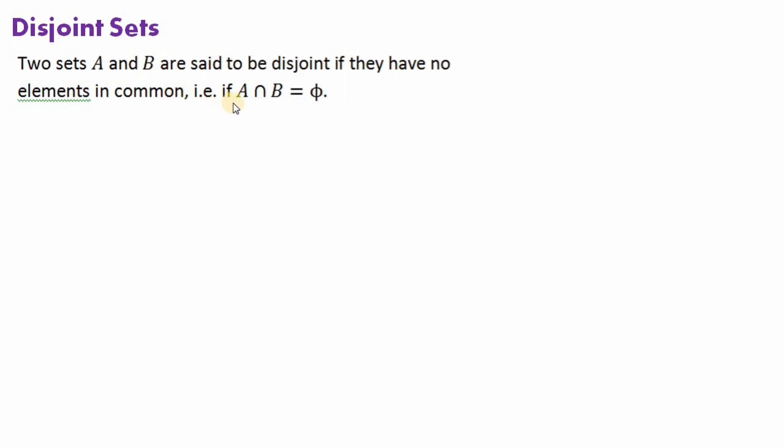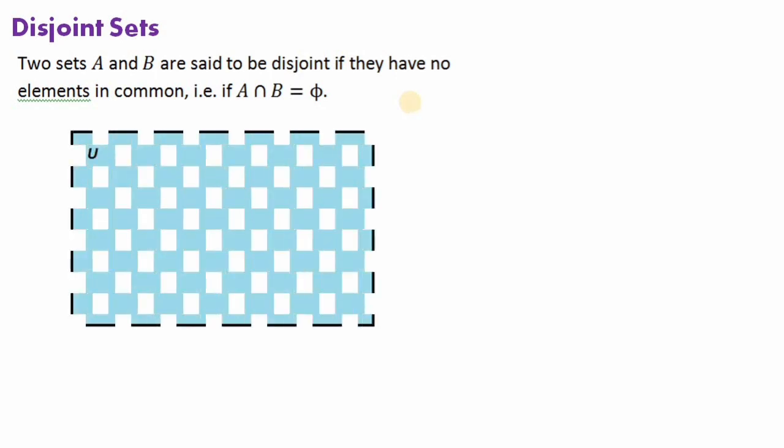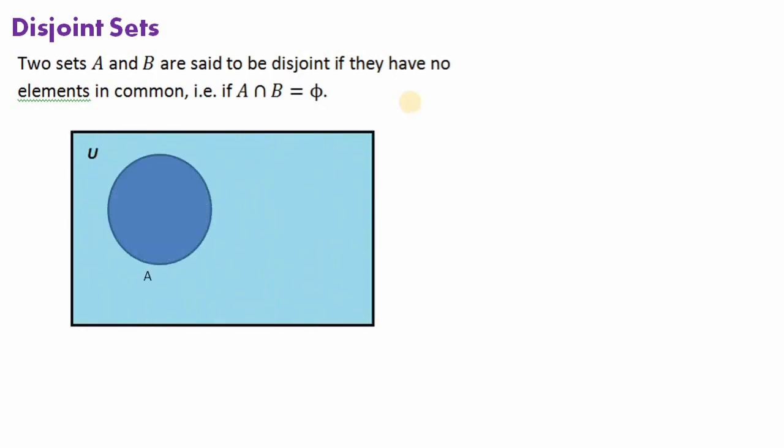Or in other words, I can say that if I take the intersection, we have to note down only the common elements. But since they don't have a common element, I'm writing this to be phi, and phi stands for the empty set. That means there is no element common between A and B. Now let's represent this using a Venn diagram. The universal set is there. I'm drawing set A, I'm drawing set B. Now can you say what is common between A and B here? There's nothing in common, isn't it? So this will be the Venn diagram for two disjoint sets. All right, so pause the video and note it down.